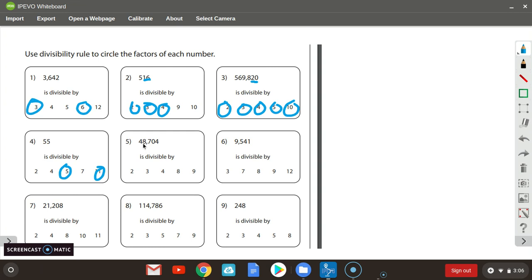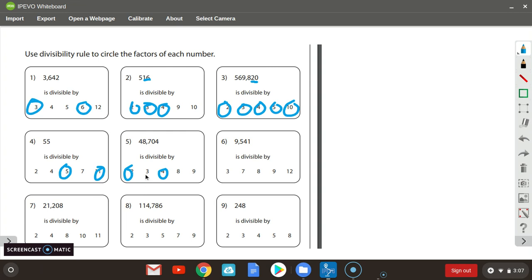Okay, if we take a look at 48,704, take a look at the ones I can do first. I have 4 at the end, so it's divisible by 2. The last 2 digits are 04, so it's divisible by 4. And then I have to look at 3 and 9, because 8 is going to require me to do some multiplication or some division. So I'm going to wait on that one.